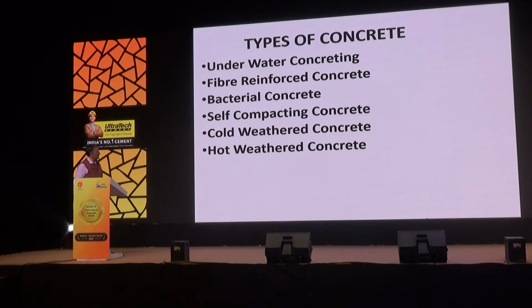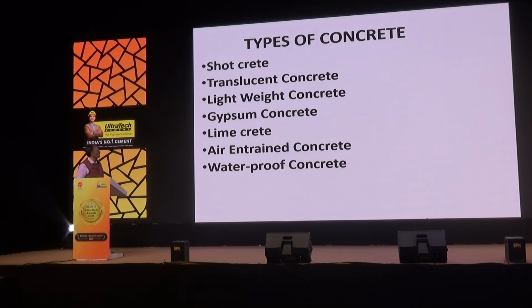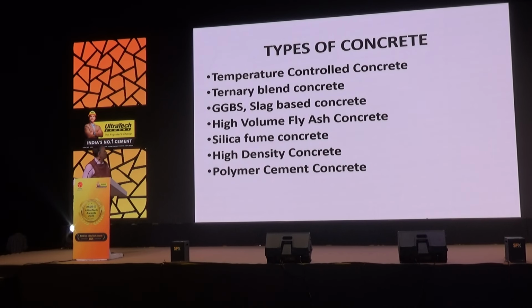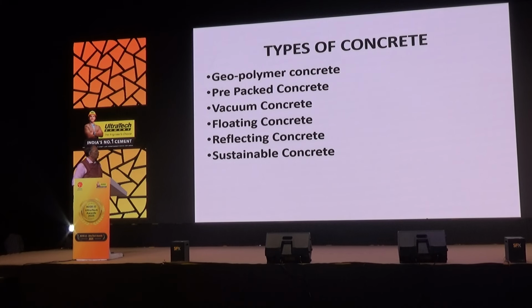Self-compacting concrete or flow mix nowadays, cold weathered concrete, hot weathered concrete, shotcrete, translucent concrete. Shotcrete is another design mix that we have to do. And lightweight concrete, gypsum concrete, lime concrete, air entrained concrete, and waterproof concrete. Temperature controlled concrete and ternary blend concrete, GGBS slag based concrete which we are using nowadays, high volume fly ash concrete and silica fume concrete, high density concrete and polymer concrete, and geopolymer concrete, which is gaining importance now, pre-packed concrete, that is ready-mix. UltraTech is also selling that pre-packed concrete, floating concrete, reflecting concrete, sustainable concrete.